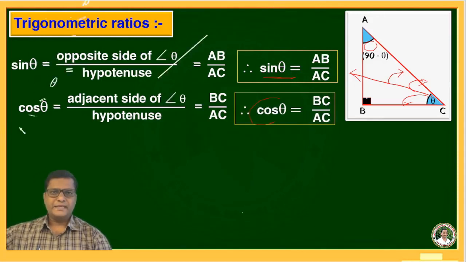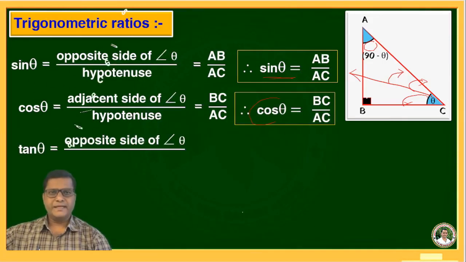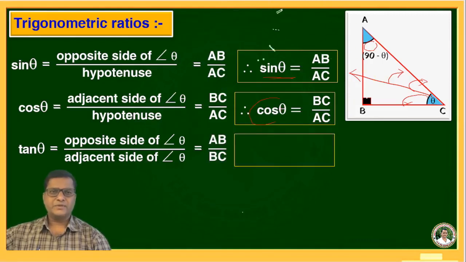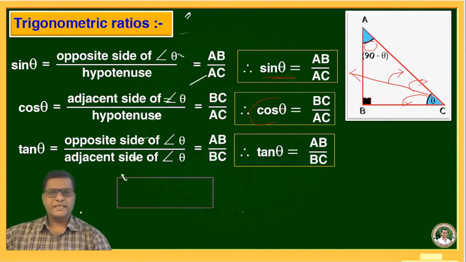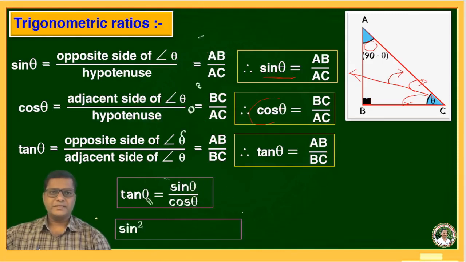And tan theta is equal to opposite side of angle theta divided by adjacent side of angle theta. Here opposite side is AB and adjacent side is BC. Therefore, tan theta is equal to AB upon BC. Tan theta is equal to sin theta upon cos theta. And we know the identity, sin square theta plus cos square theta is equal to 1. This is the relation between sin, cos and tan.